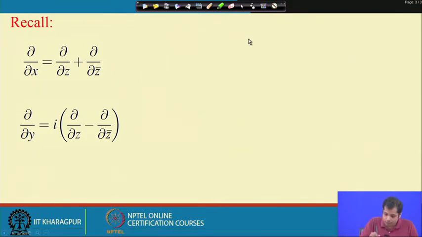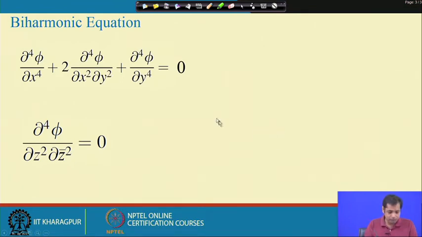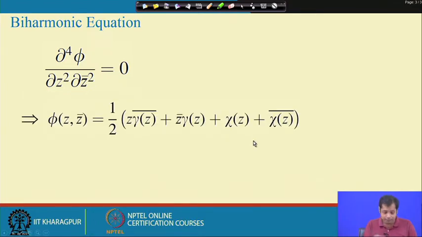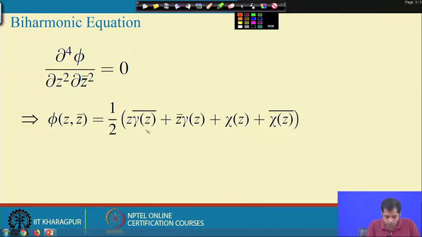Now, finally the equation we have is the biharmonic equation, and the same equation now becomes this. Now, if we integrate this equation directly, after the integration the phi can be written in terms of two functions, gamma and chi. Okay. You can directly just integrate it. First you integrate with respect to z and then integrate with respect to z bar, and then you get this expression.